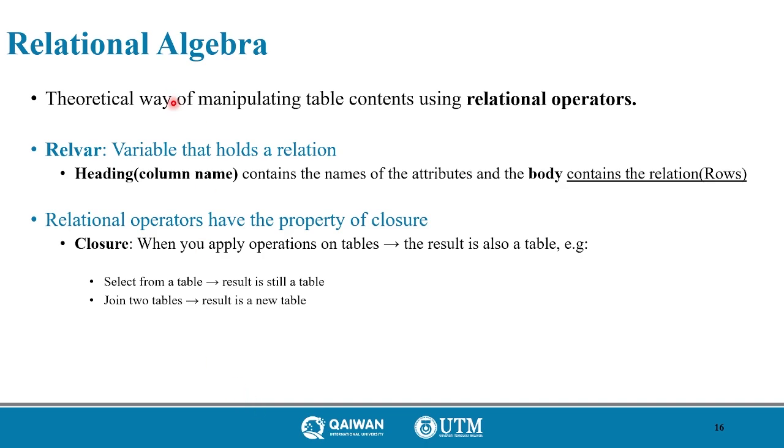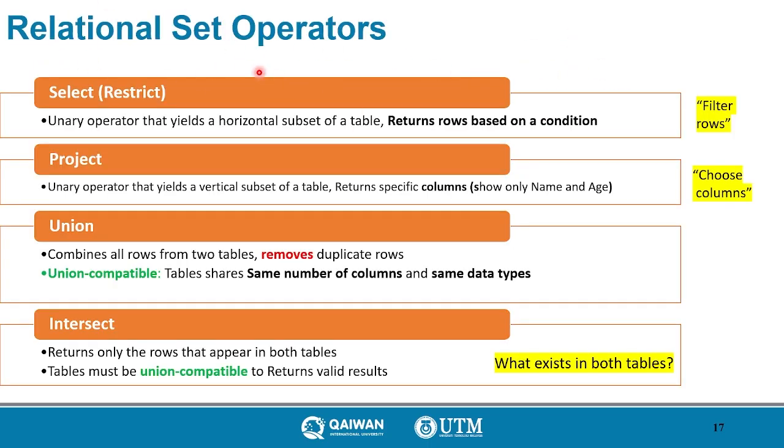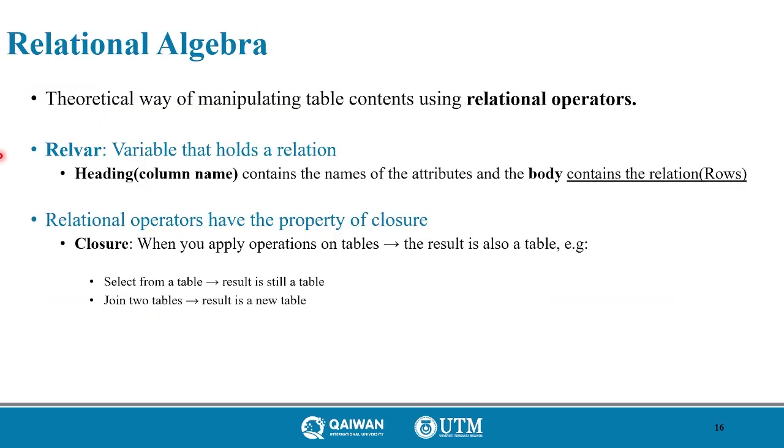Relational algebra is the theoretical way of manipulating table contents using relational operators. Now, these are the relational set operators: select, project, union, and intersect. A relvar is a variable that holds a relation, with a heading (the column names) and a body (the rows). Relational operators have the property of closure.